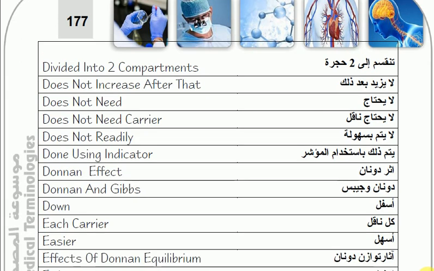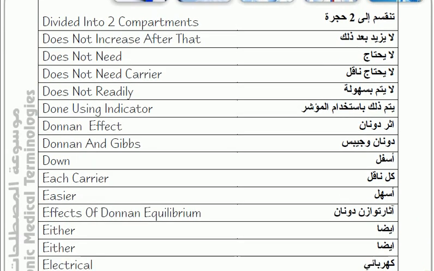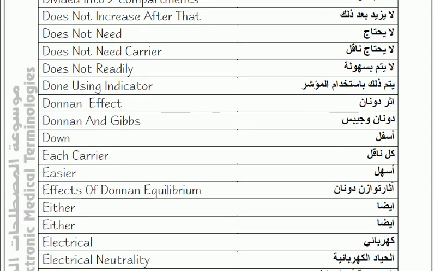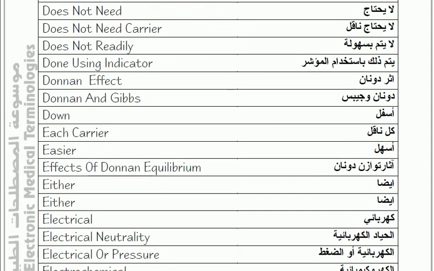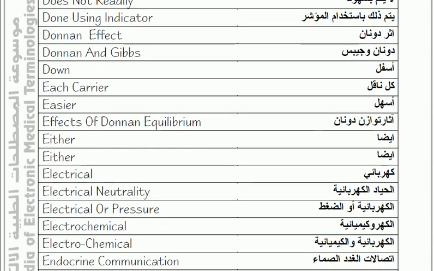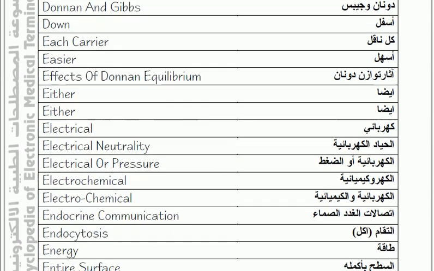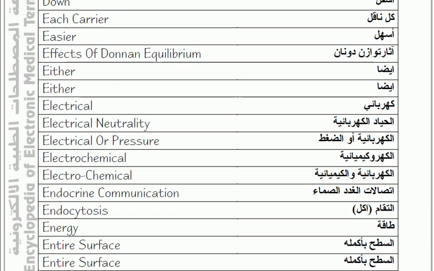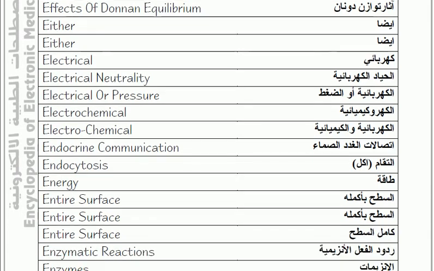Does not increase after that. Does not need carrier. Does not readily. Done using indicator. Donnan effect. Donnan and Gibbs. Each carrier. Easier. Effects of Donnan equilibrium. Either. Electrical. Electrical neutrality. Electrical or pressure. Electrochemical.